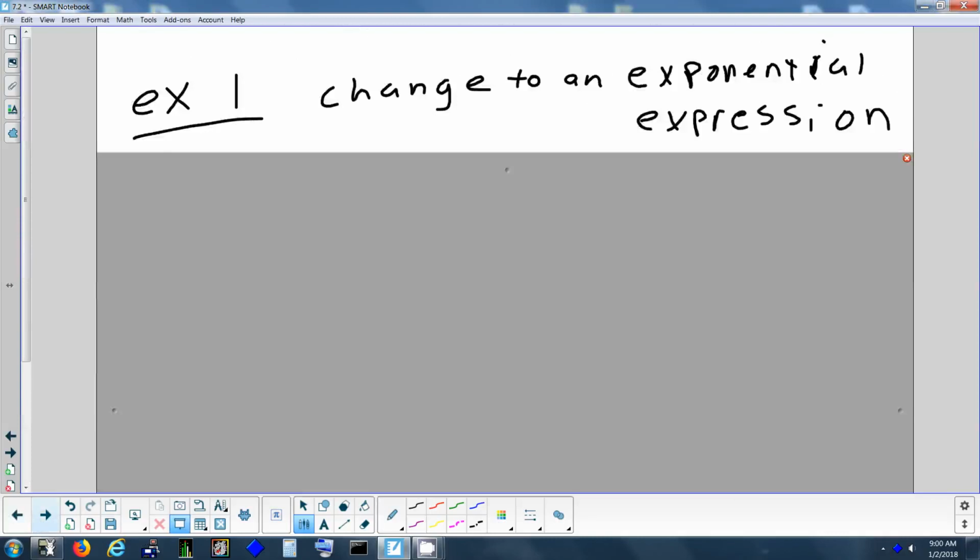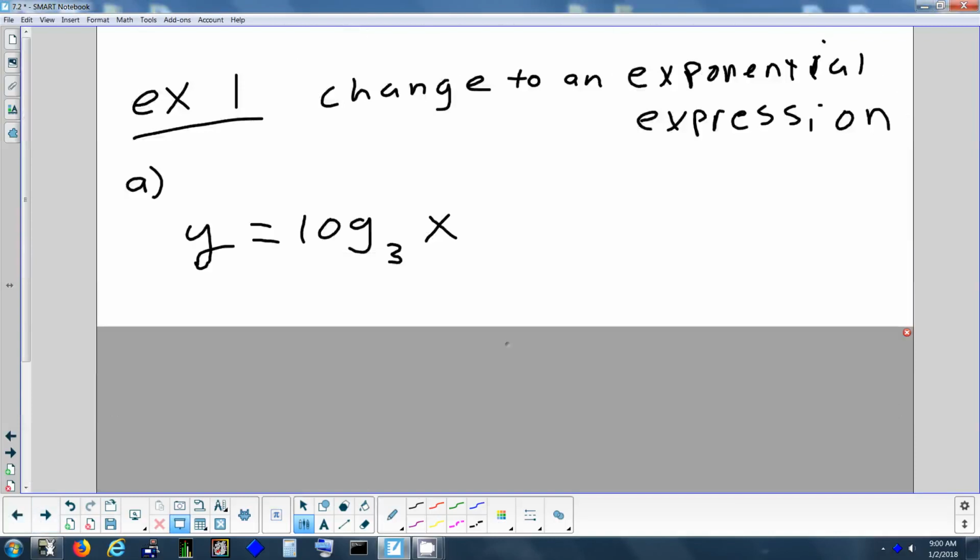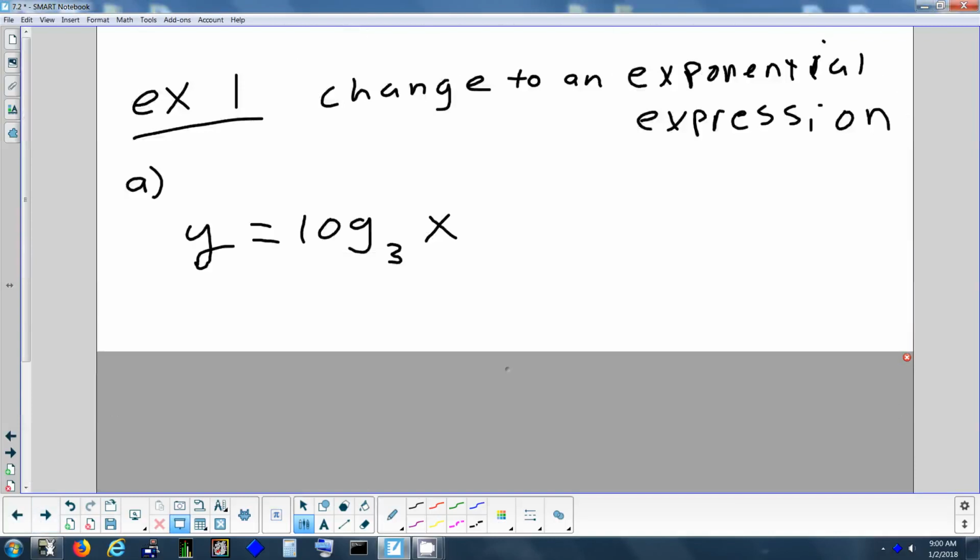All right, so let's practice changing something that's in log form to something that's not log form. Now, there's nothing you're going to be able to solve here because we don't have enough numbers in the problem. All we're going to be able to do is rearrange it. Okay, but you're not going to get a numerical answer.